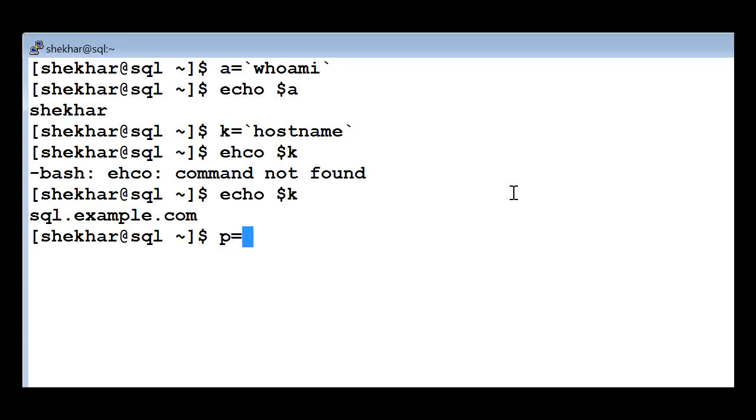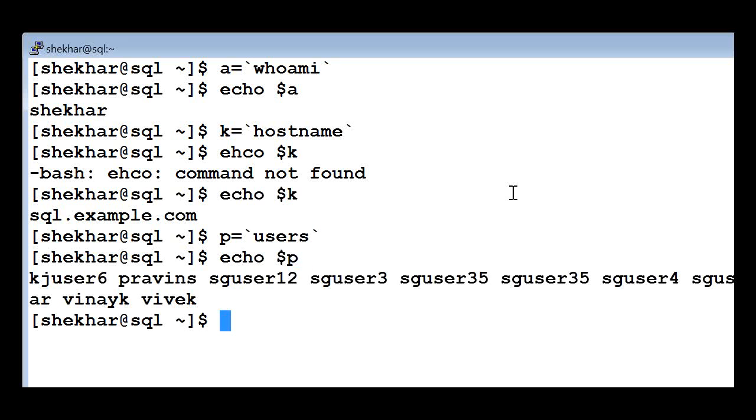Take a third example. P is equal to users. Users is a command that I showed you earlier. It shows you the list of users who are currently logged in, and if I type echo $P, it's a list of all the users who are currently logged in. So this is how you capture the output of any Unix command and assign it to a variable. Use inverted quotes. And with the help of that, we can write some additional scripts with looping statements and if-else-then, which I'm going to do in the next couple of scripts.